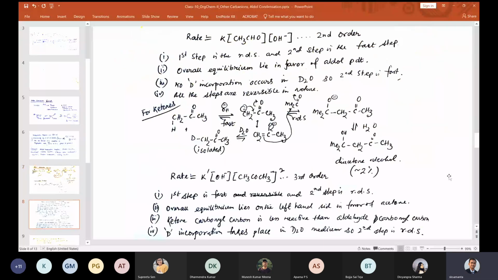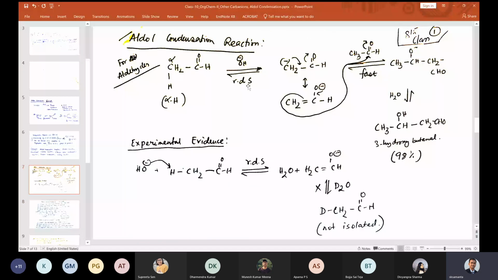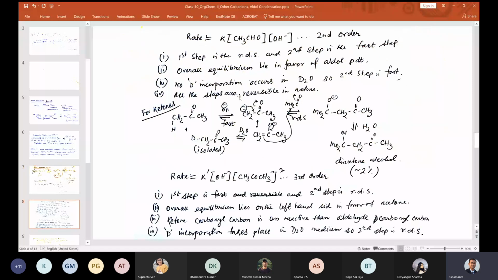So in this case, what is your rate of reaction? This is the rate determining step. You have a molecule of base and a molecule of acetaldehyde involved, so it is basically a second order reaction. So here are these 4 points.